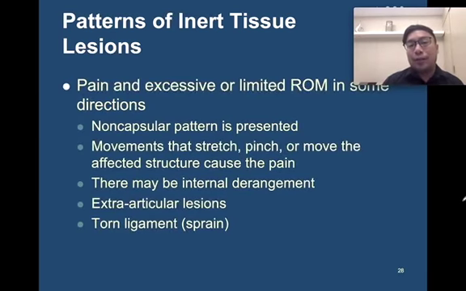Pain and excessive or limited range of motion in some direction. So it can be non-capsular in presentation, there may be internal derangement in the shoulder, in the elbow, or in the hip, or there may be a torn ligament, or what we call a sprain.